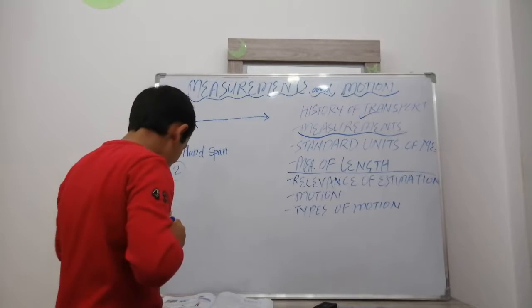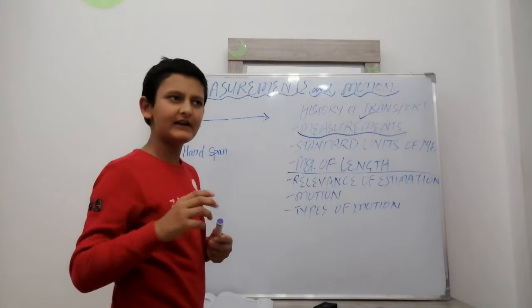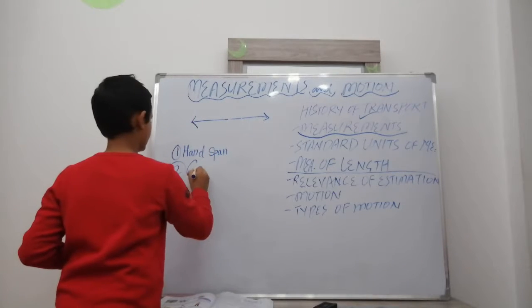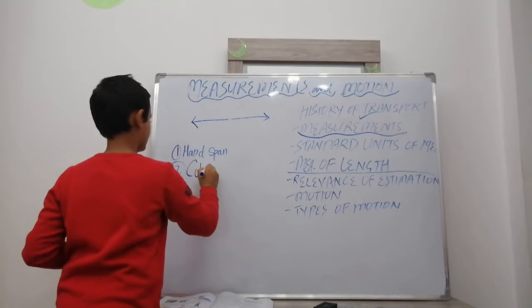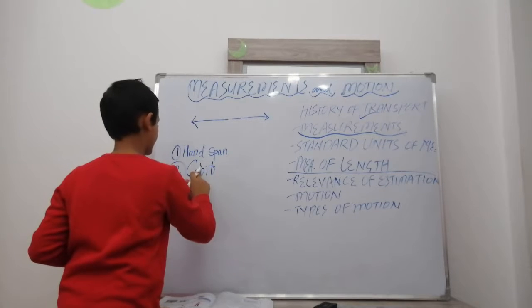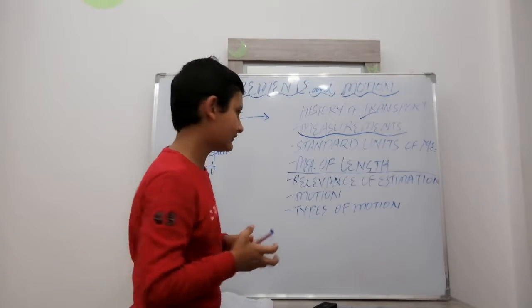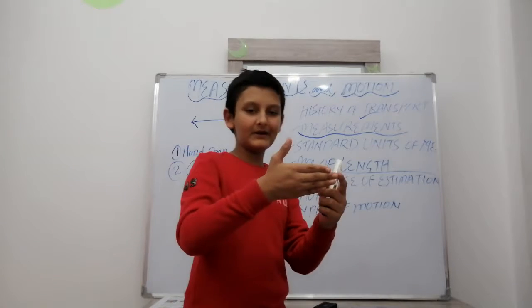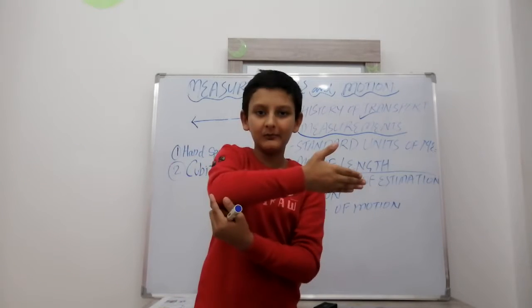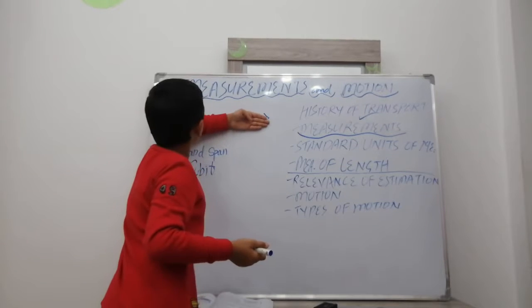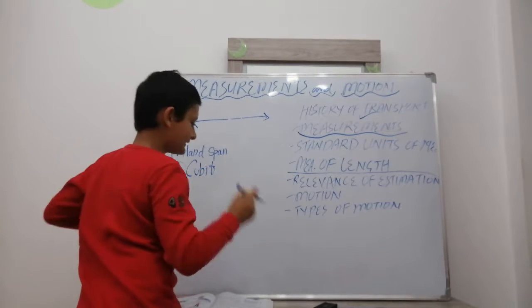Second thing, what did they use? That is cubit. Have you heard about cubit? Wait, I'll tell you. Okay, cubit. What is cubit? Do you know what is cubit? Okay, the tip of your middle finger till your elbow is cubit. Let me show. See, this tip till this. Okay, let me extend it.